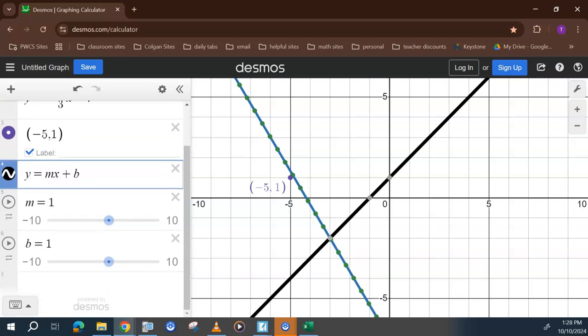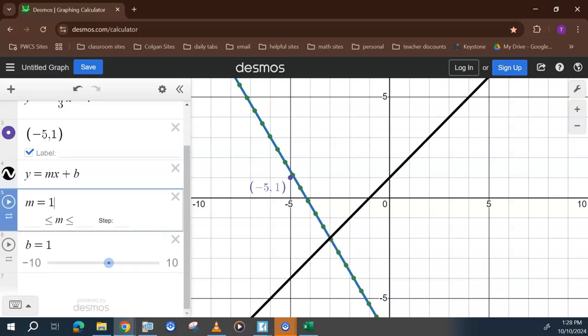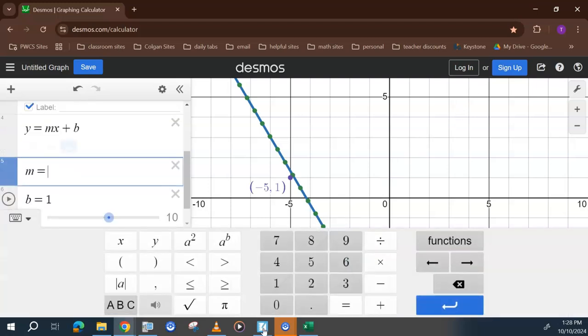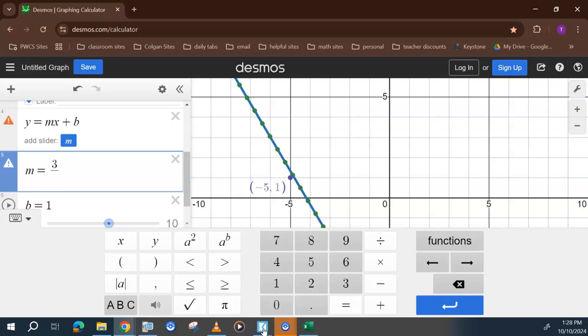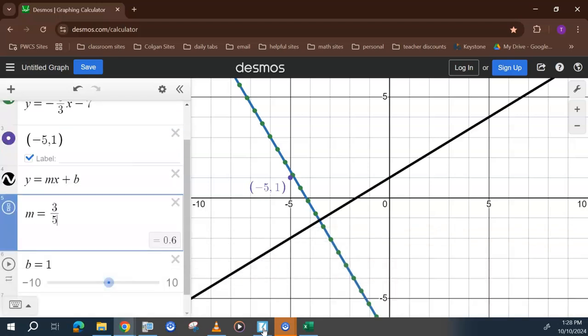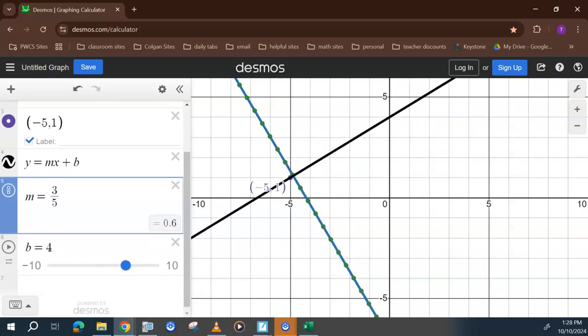We know our perpendicular slope should be 3/5. So if I change that to 3 over 5, and then I move this either by hitting play or just manually moving it until it goes through that point, this will tell me that my line, the equation we got, was right. The y equals 3/5 x plus 4. So if you need me to do that again with you individually, I can do that.